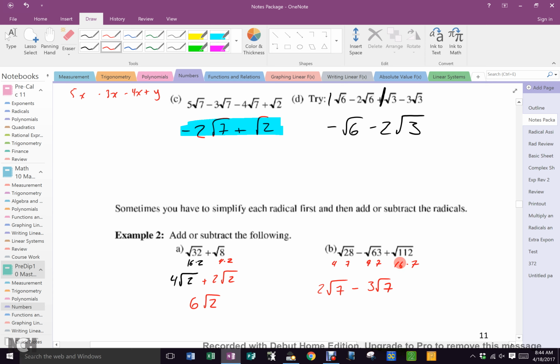What's the square root of 16? 4. So what comes out? 4. What stayed under there? 7. What's 2 minus 3? What's negative 1 plus 4? 3. Root 7. Holy Toledo.